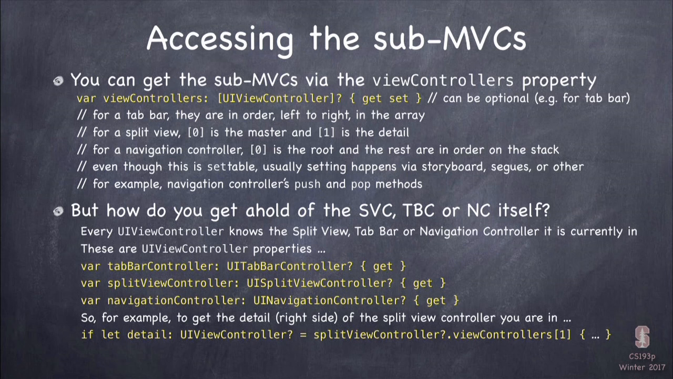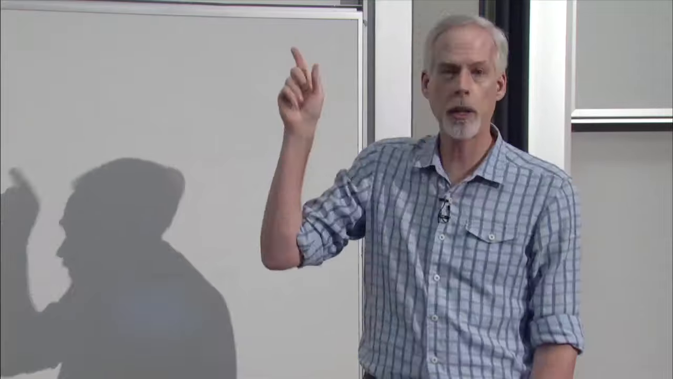For example, if you're the master in a split view, you can find your detail MVC by saying, what's the split view controller I'm in? Get its view controllers, look at view controller sub 1, because that's always the detail. You see? So I just quickly went up and over and got it. And I use the question mark, the optional chaining there, because I might not be in a split view controller. Then it obviously will return nil for my detail, which is fine, because if I'm not in a split view controller, obviously there's no detail.